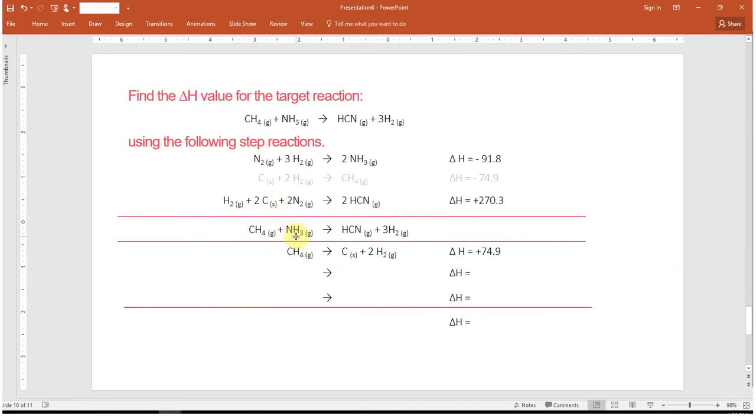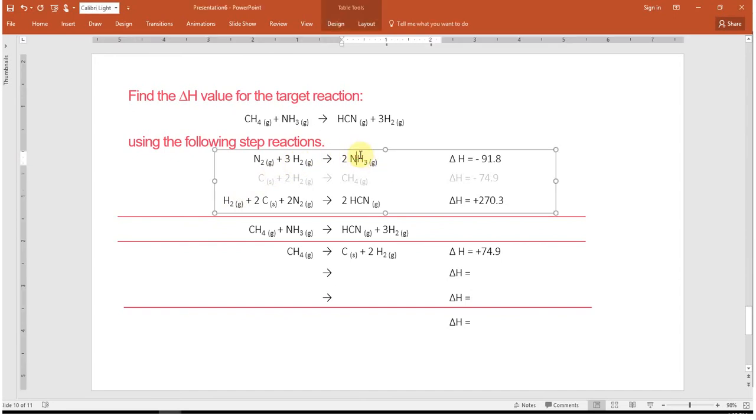Now, I've worked on methane. Let's go into ammonia. So I'm going to go through and look for everywhere that I see ammonia. I see it there. I don't see it anywhere else, so I'm going to go ahead and continue with this. If you see it in more than one place, like if you can kind of see that I have hydrogen in both of these, I would not deal with something like that until the end anyway. But I want ammonia. Ammonia is on the product side here, but in my target reaction, it's on the reactant side. So I need to go ahead and reverse this reaction as well.